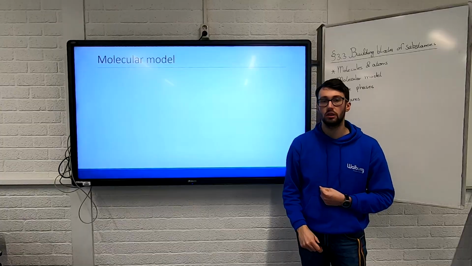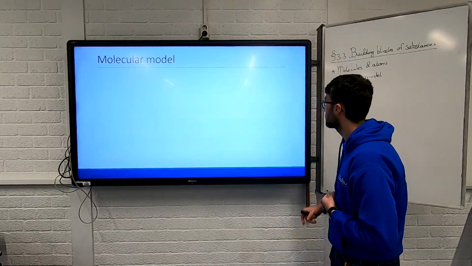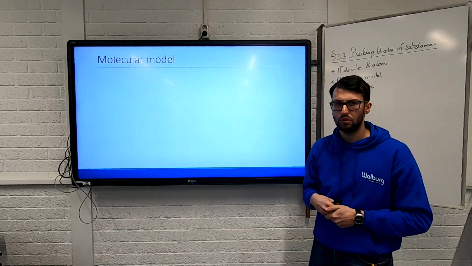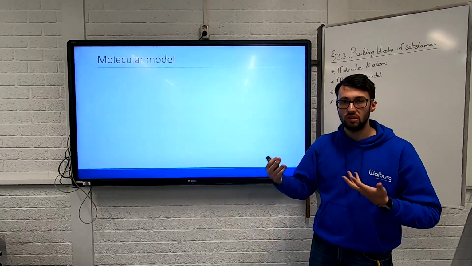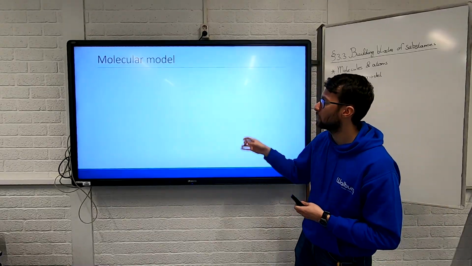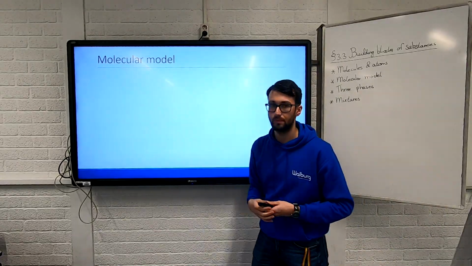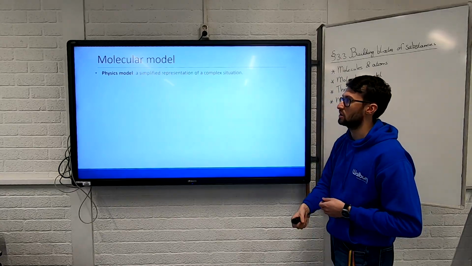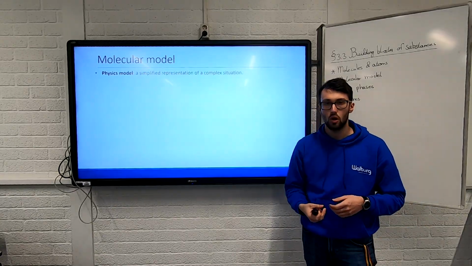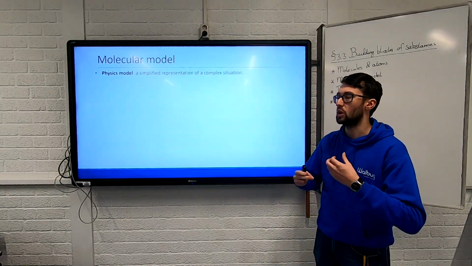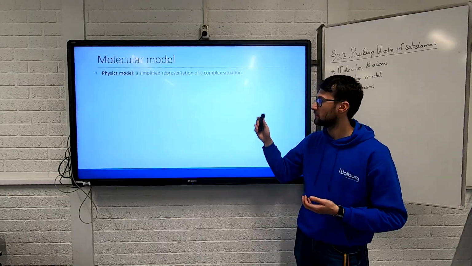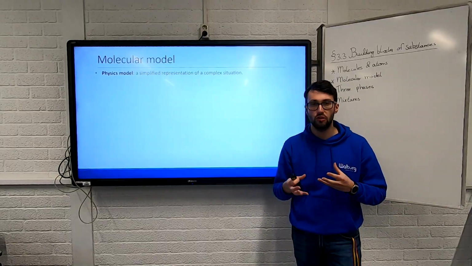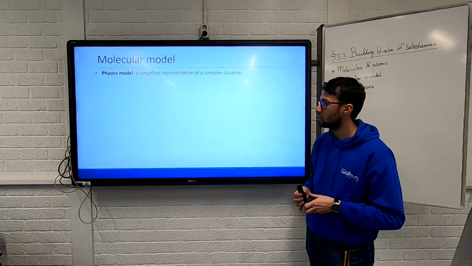So, the molecular model. Well, that's the second item on the list, but what is it exactly? Maybe we should start with what a model is. A physics model is a simplified representation of a very complex situation. And this may sound very strange at first and very confusing.